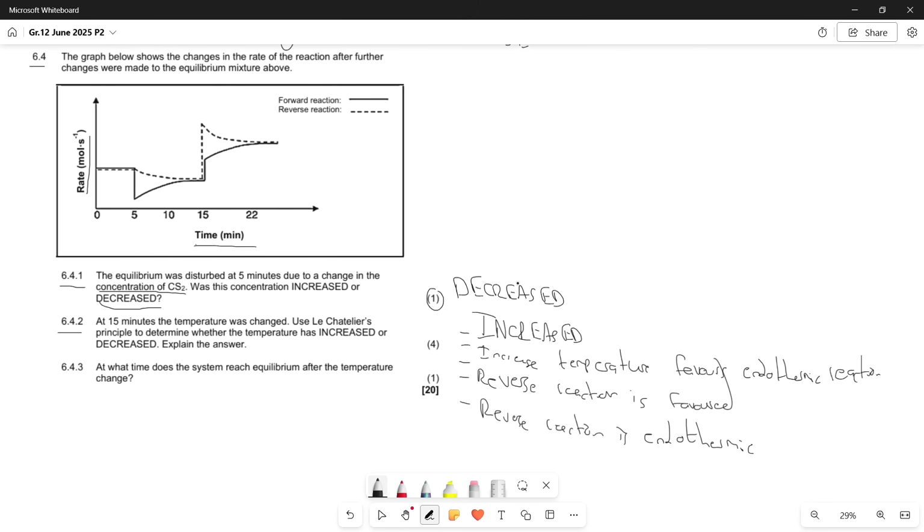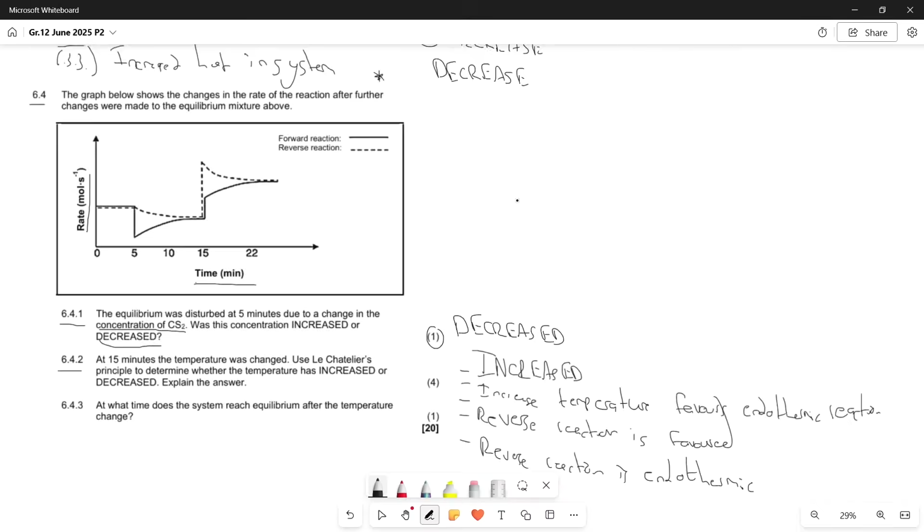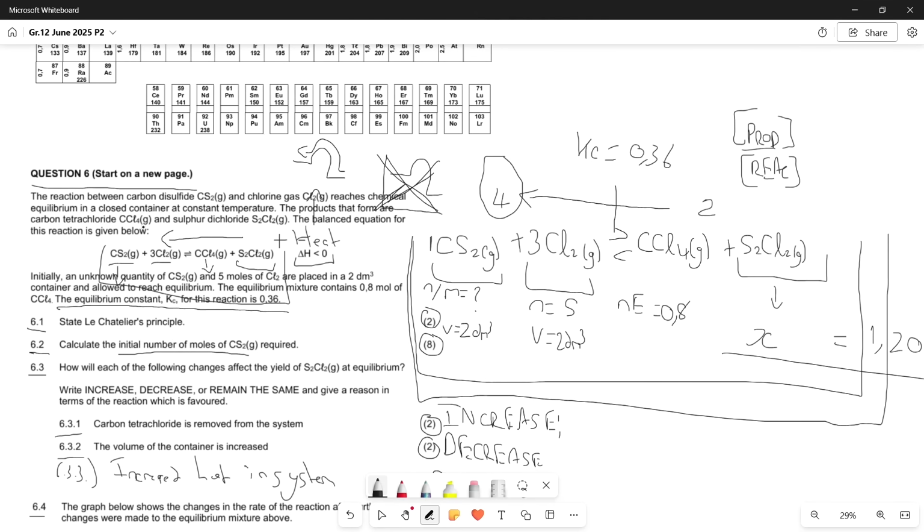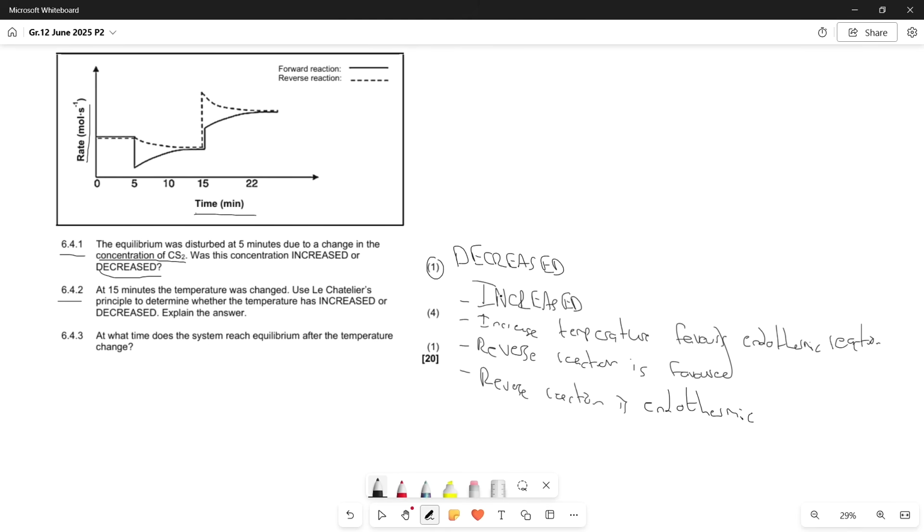Another way on other memos in prelims and finals is just stating what type of reaction we have for the forward reaction so that we can then see how it opposes that. In this case, they didn't go for the forward reaction, they just stated that the reverse reaction is endothermic because that is the direction that it is moving in. Exothermic forward, endothermic reverse. And those 4 points: increased, an increase in temperature favors endothermic reaction. Reverse reaction is favored. Reverse reaction is endothermic, earned us 4 marks.